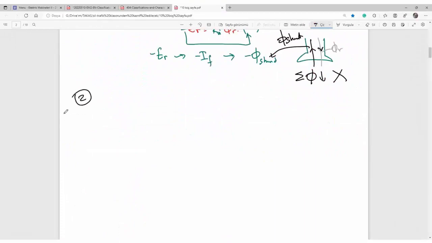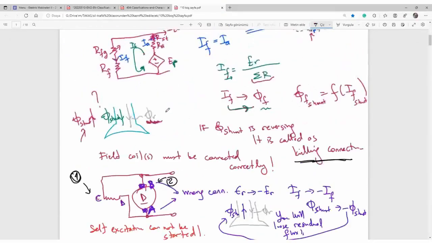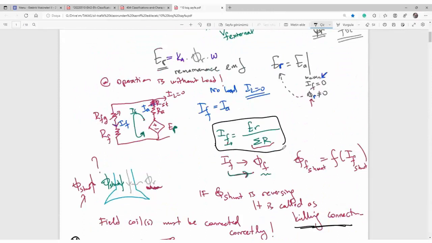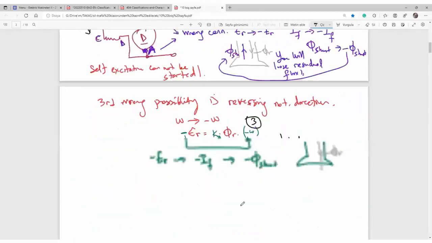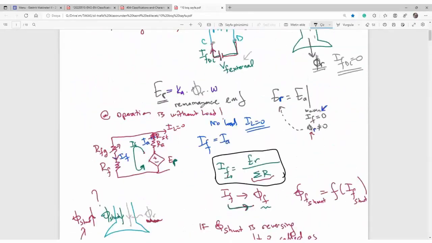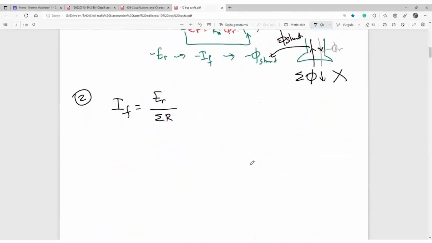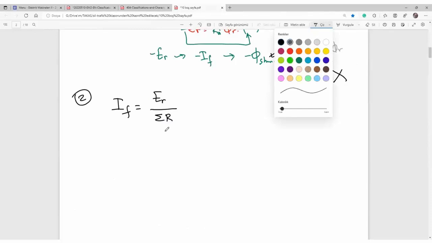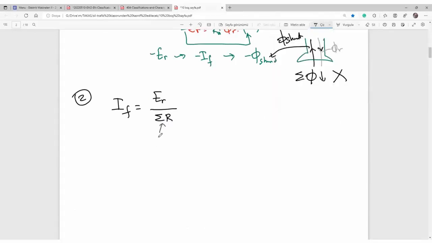The second one, ladies and gentlemen, take care. I want to take this equation down to here. Field current is equal to ER over the total resistance of the loop. Total resistance in this loop right now. And in the beginning, the induced EMF is ER. Now, ladies and gentlemen, take care. What are the components inside this total resistance?